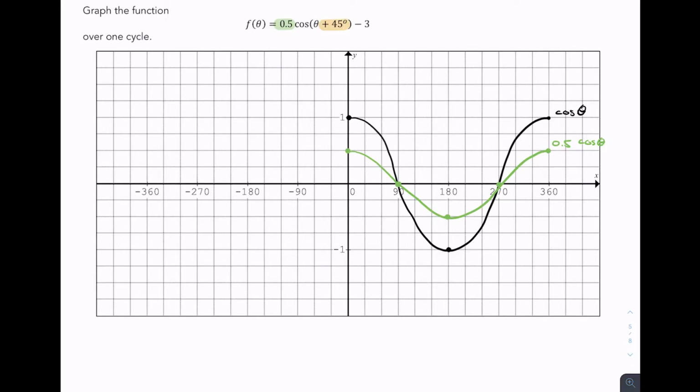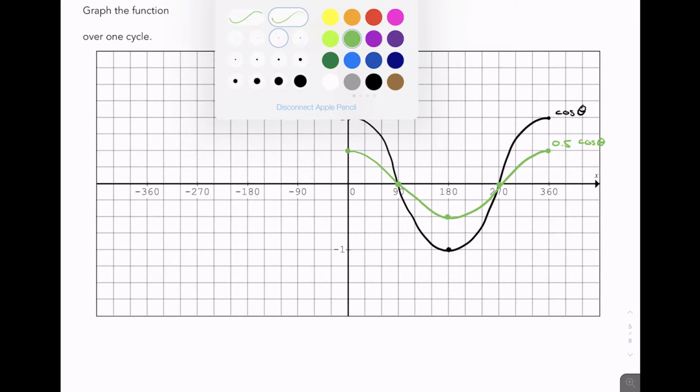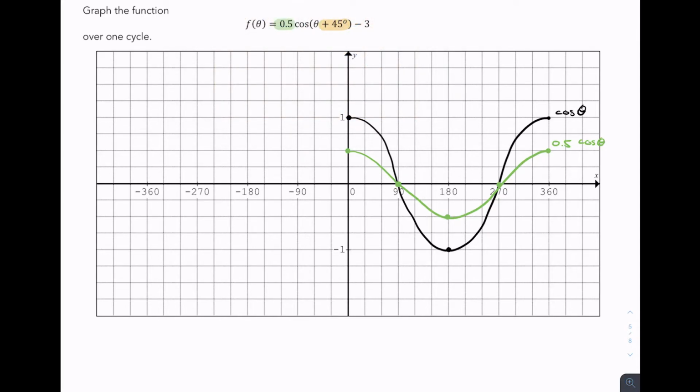That is this here. And because it is positive 45, that means we're going to move to the left 45 degrees. I will indicate that with orange pencil. So I'm taking my last graph, which was the compression by 0.5, and I'm shifting it to the left 45 degrees. I'm shifting it to the left this way 45 degrees. That's, again, halfway between 0 and negative 90.